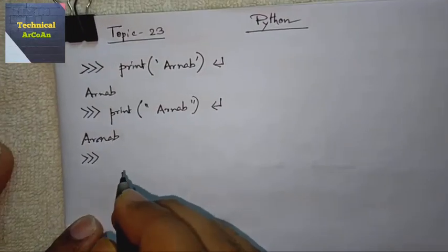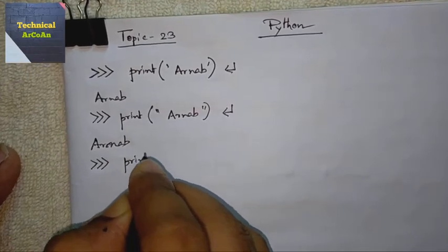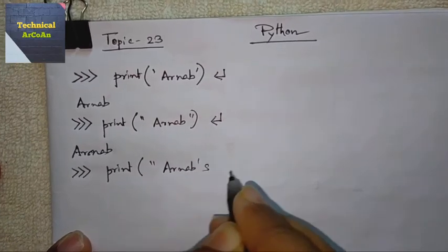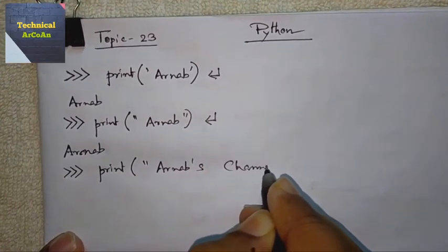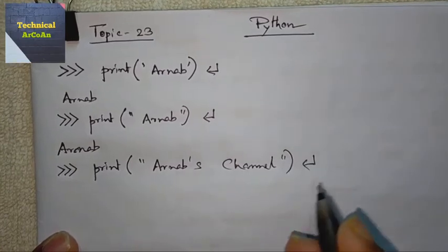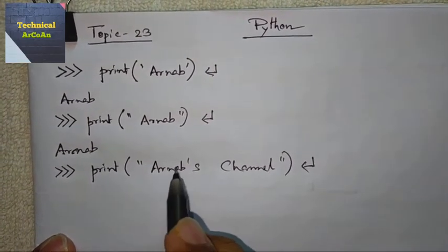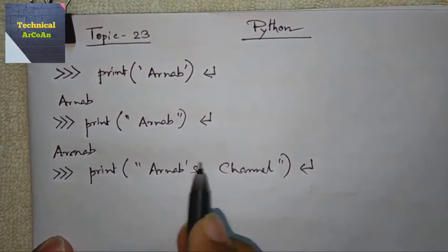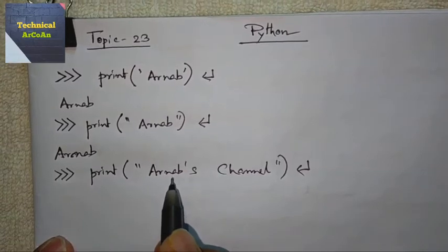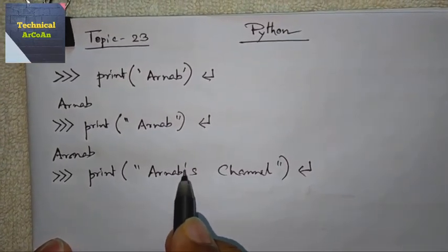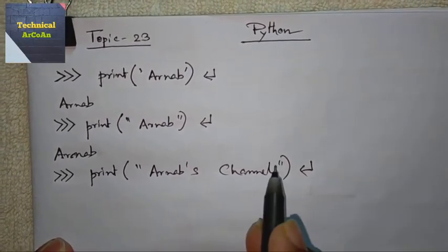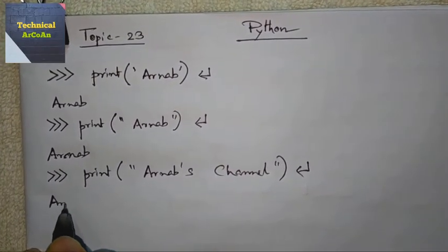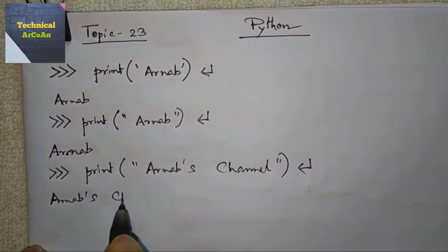Now take another example of the print function. Suppose we write print and we write "Arnab's channel". Here we are providing both single and double quotation. Our total string is Arnab's channel, but within the string one of the words is Arnab's. So here we are using a single quote within a double quote, which we can do. The output will be Arnab's channel.